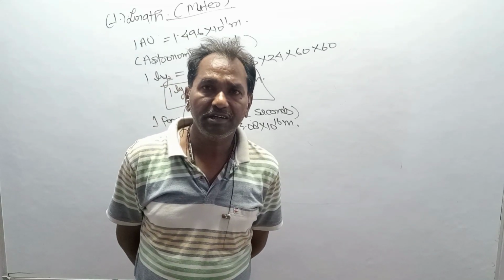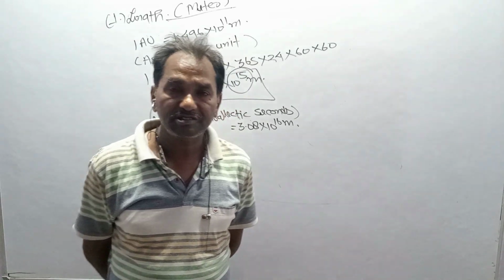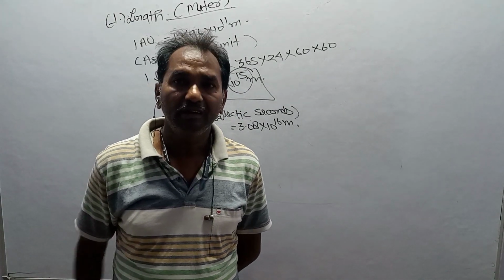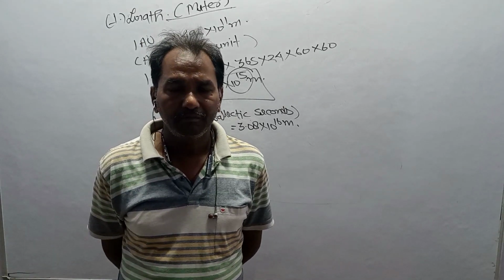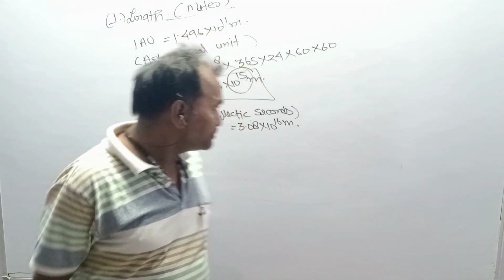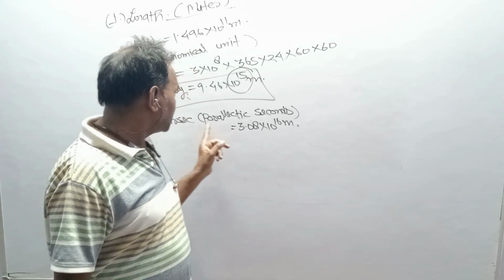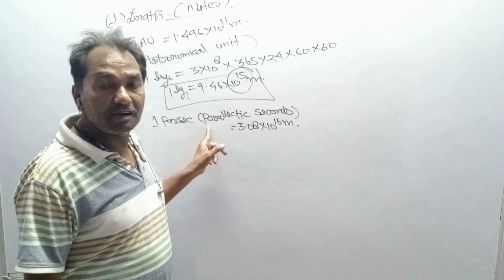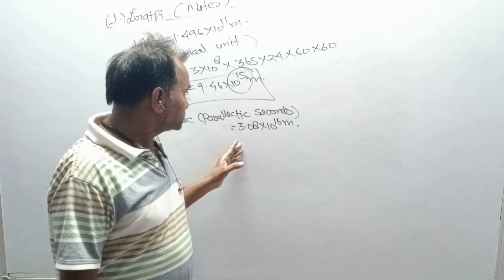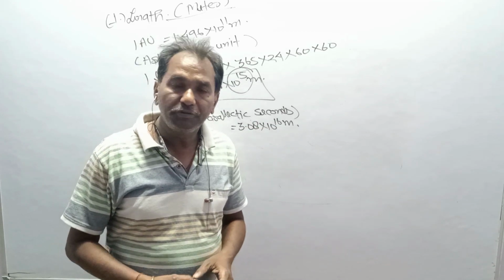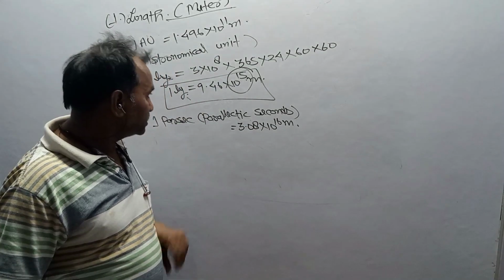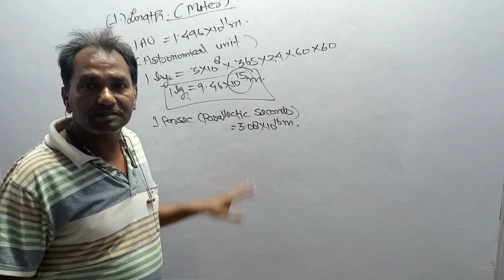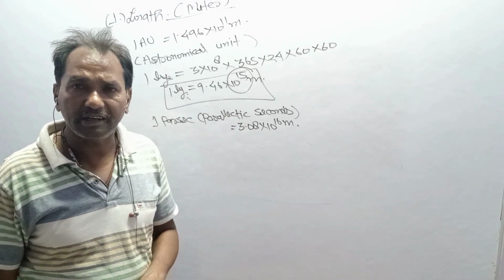Many times in NEET it has been asked that the parsec is the unit of, and the options are mass, time, length, and so on. The parsec, the parallactic second, is what people suppose to be a unit of time, but it is not so. It is a unit of length, and it is the biggest unit to measure length.